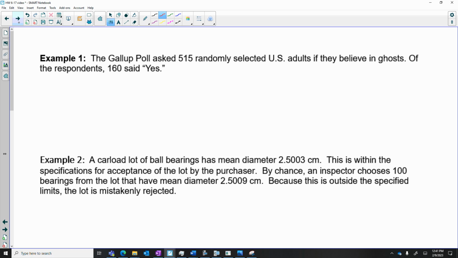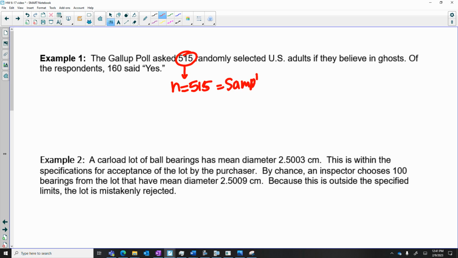Number one, the Gallup poll asked 515 randomly selected U.S. adults if they believe in ghosts. Of those respondents, 160 said yes. So first I want you to ask yourself, is this a sample or a population? I'm hoping that you answered that it is a sample. So this is n, the sample size of 515.